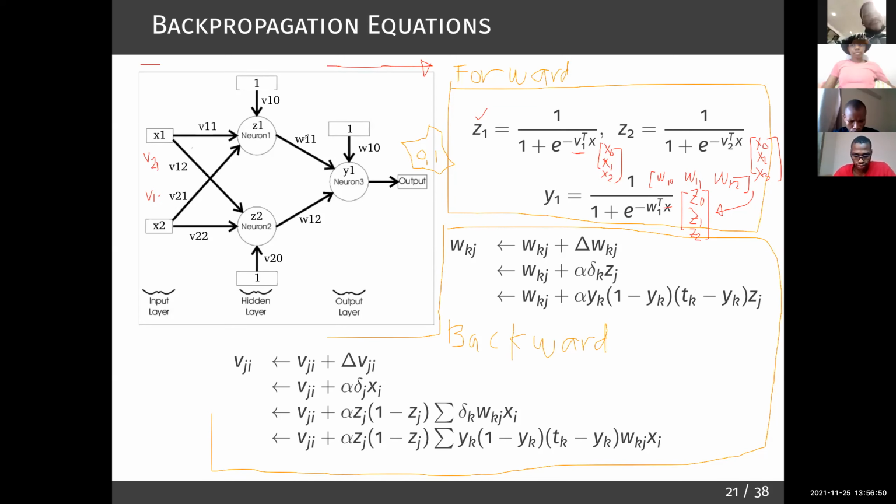This is just feed forward because we want to compute the output. Now we want to correct the weights. To correct the weights, we want to know the error between the output and the target value.